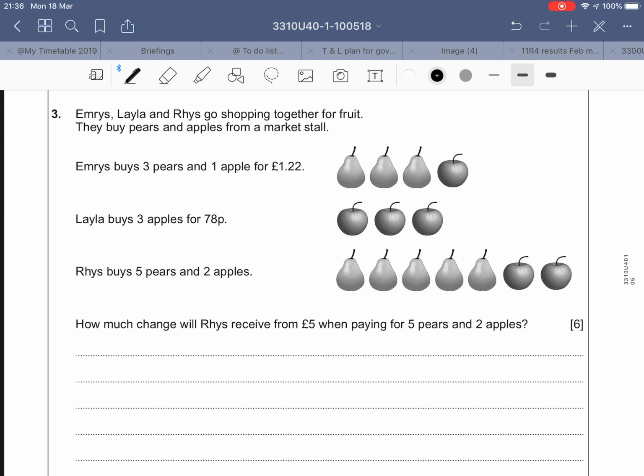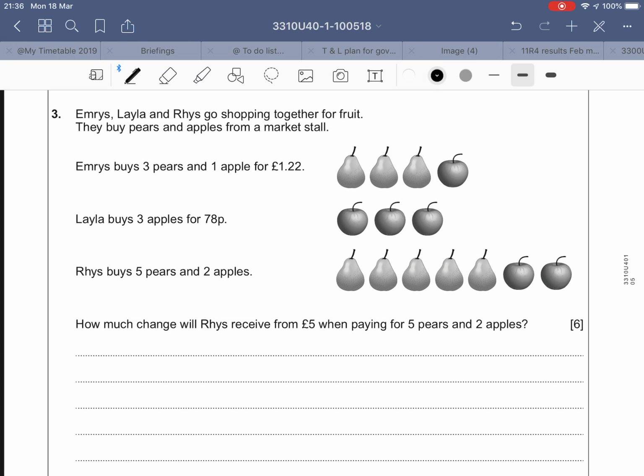Question 3. Emir, Layla and Reese are going shopping together for fruit. They buy pears and apples from the market store. Emir buys 3 pears and 1 apple, £1.22. Layla buys 3 apples, 78 pence. And Reese buys 5 pears and 2 apples. How much change will Reese receive from £5 when he pays for his 5 pears and 2 apples?